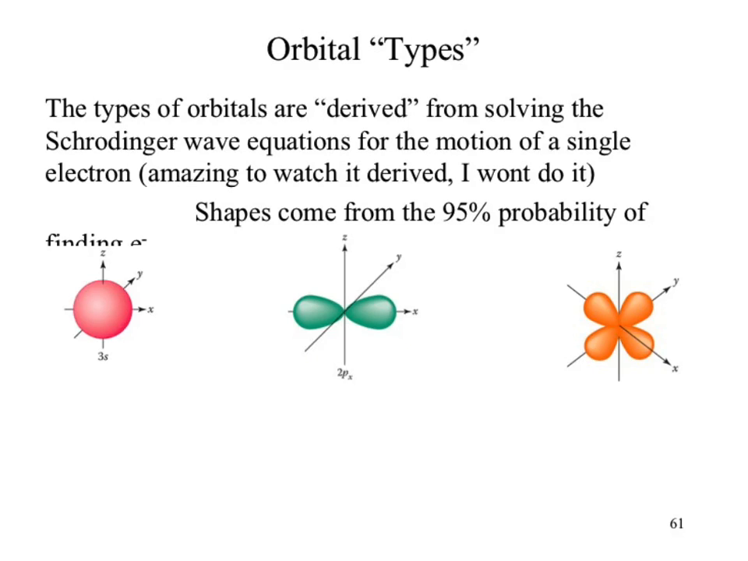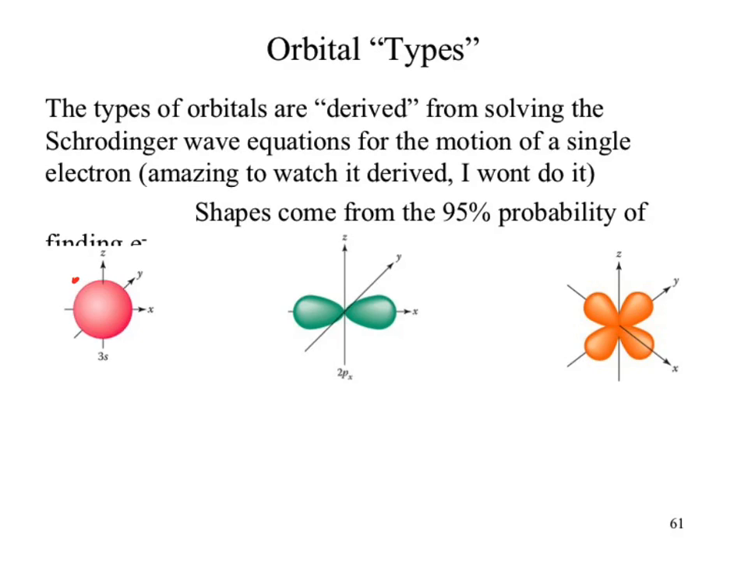Orbital types. Okay? The shapes that are associated with these are what are known as probability types or probabilities. There's a 95% probability that when I look at an electron in the 3s energy level, it is located within that sphere. That means there is also a probability that I will find the electron outside that sphere. Perfectly allowed. Okay? Just 95% of the time it's there. That gives me the shape associated with it. Okay, that's where those are coming from.